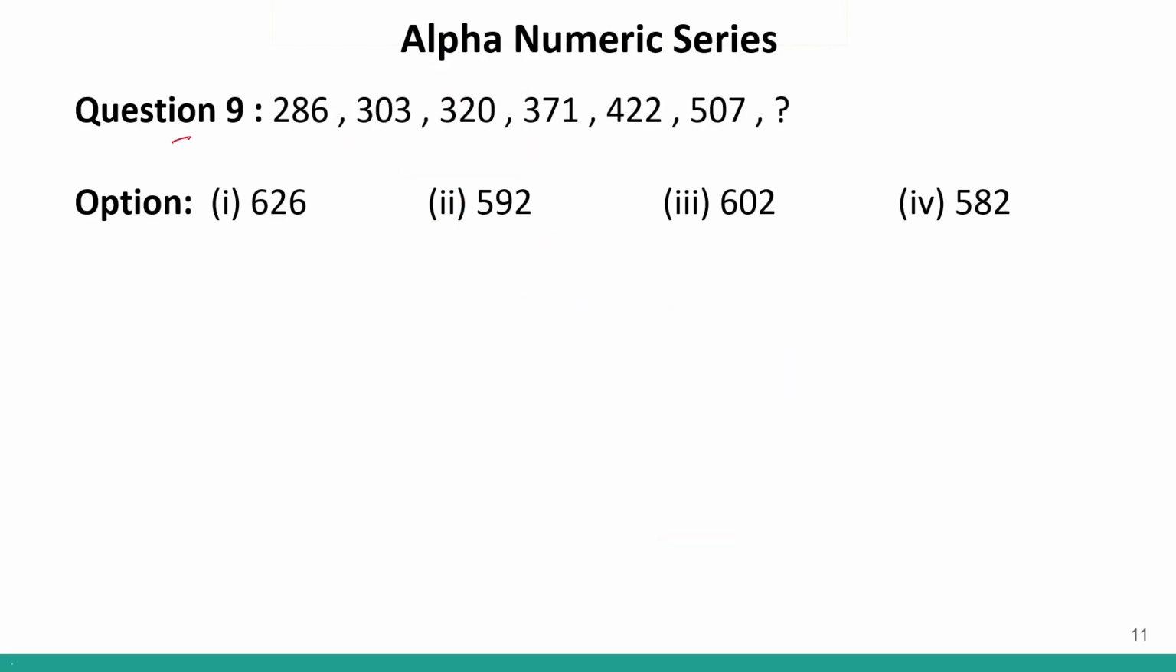Clear? Question number 9. Question number 9, we have 286, 303, 320, 371, 422 and 507, and we have to find this missing series. Now over here I can see basically between 286 and 303, 303 and 286. So this is 29, this will be 13, this will be 7 and this will be 1. This is basically an addition of 17, correct? And this is again an addition of 17. So 17 and 17, correct? Now 371 and 320 is an addition of 51.